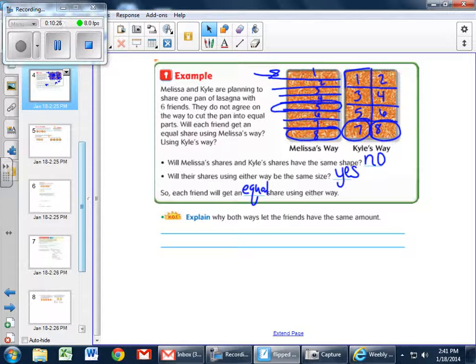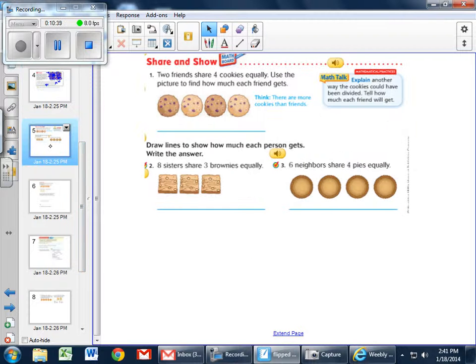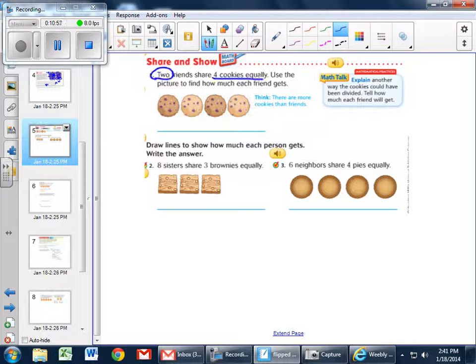We're going to move down to share and show. I split that into 2 pages again just because that lasagna picture was hard to see in my video. So once you have your explanation done for that hot problem with the lasagna, we're going to move down and talk about cookies now. Still on page 312, number 1, 2 friends share 4 cookies equally. Use the picture to find out how much each friend gets. Okay, so you have 2 friends, 4 cookies equally. Okay, so you have 1, 2, 3, 4 cookies.